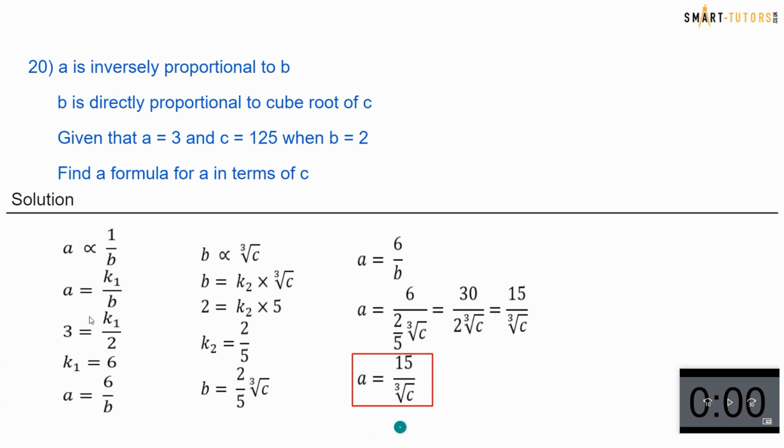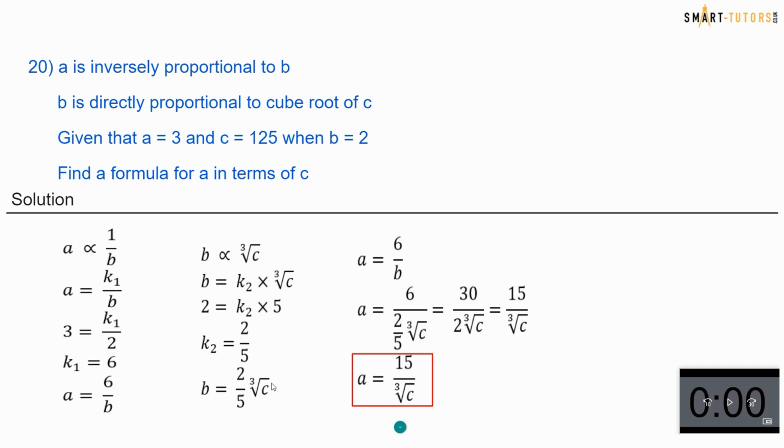A is 3, B is 2. If you cross multiply, 2 times 3, K1 equals 6. So we get an equation, A equals, instead of K1 you can substitute 6. So A equals 6 over B. The second statement says B is directly proportional to the cube root of C. So B equals K2 times cube root of C. So for B equals K2 times cube root of 125, which is 5, from that you can find K2 equals 2 over 5. So the equation is B equals 2/5 cube root of C.